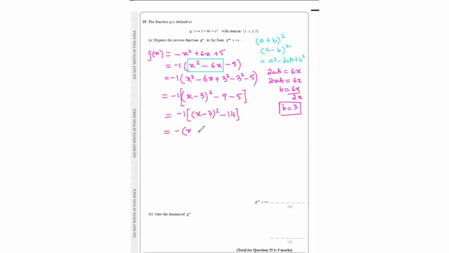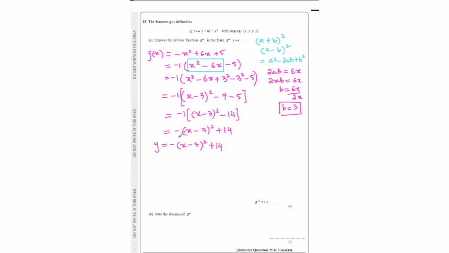Now, -1 multiplied by x minus 3 whole squared, minus 9 minus 5 is minus 14. Multiply the negative sign with the bracket, so the negative sign remains outside because we're not expanding the bracket. And -1 times -14 is positive 14. So this is your equation in completing the square form. Now, we replace the g of x with y. So y equals -(x minus 3) whole squared plus 14.